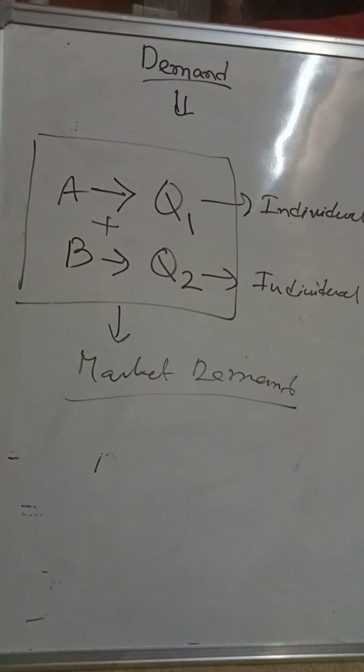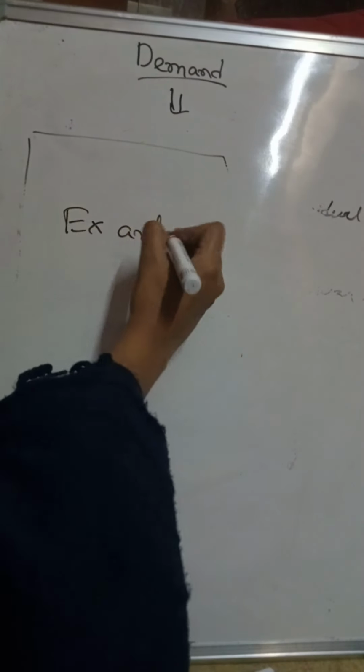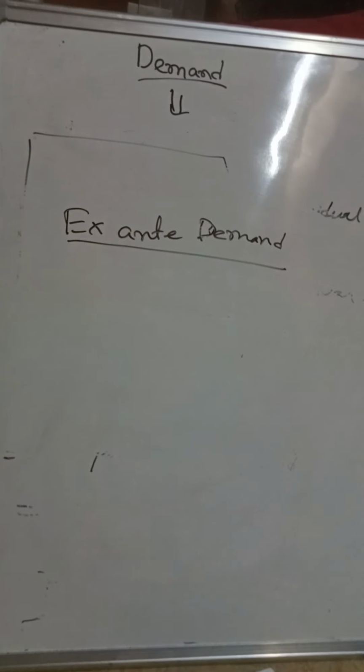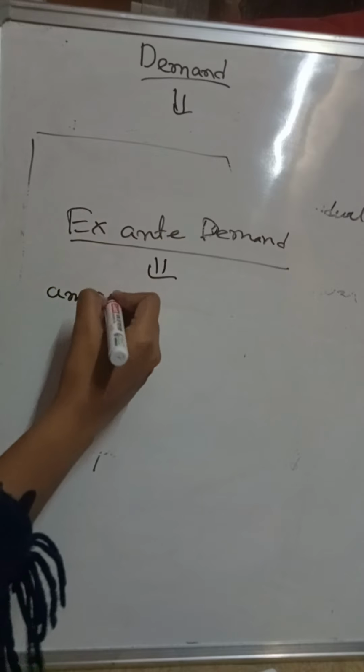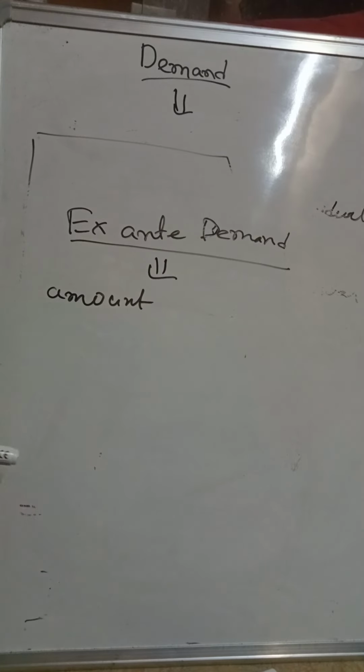Now let us come to ex ante demand and ex post demand. So what is ex ante demand? Ex ante demand refers to the amount of good that the consumer wants or is willing to buy during a time period, and ex post demand refers to the amount of the good that the consumer actually buys. Ex ante means the amount of the good that the consumer wants to buy. They are not actually buying, they want to buy or they are willing to buy. And ex post means what they are actually buying.